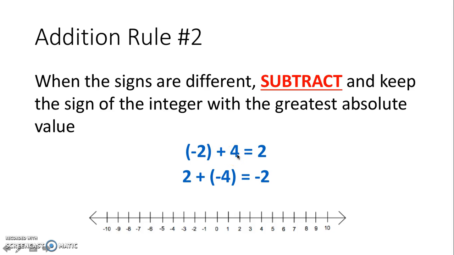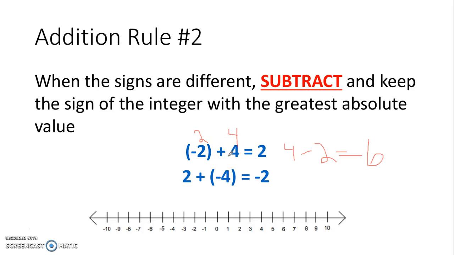So they're different, so what we do when they're different, we think in our heads, what's 4 minus 2? That equals 6. And then we ask ourselves, what's the absolute value? Keep the sign of the integer with the greatest absolute value. So the absolute value of -2 is 2. The absolute value of 4 is 4. Which one's bigger? The 4. The 4 has a positive sign in front of it.